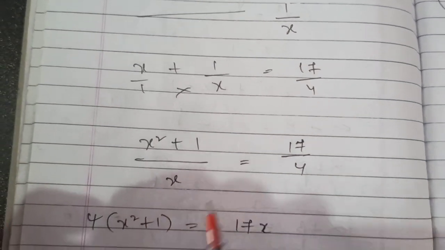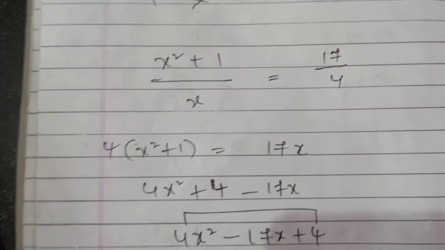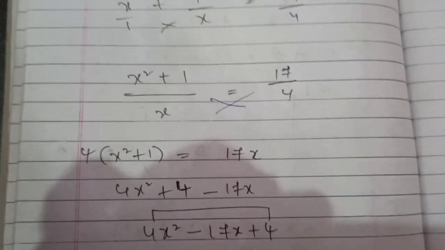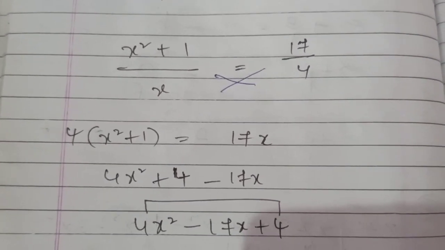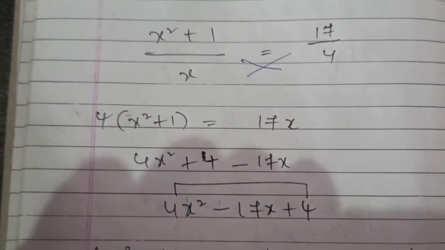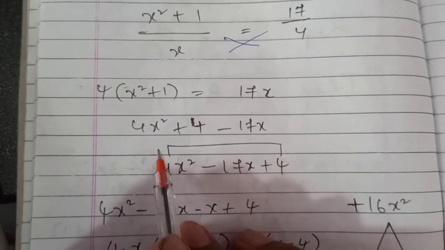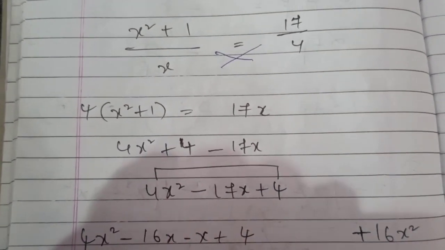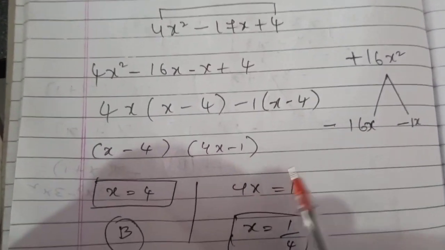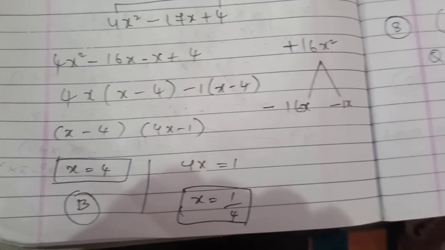So now cross multiply: x into x square, 1 ones are 1, and x ones are x, equals 17 by 4. Again we cross multiply. After cross multiplying, you get 4 into x square plus 1, and x into 17, 17x. 4 into x square is 4x square, 4 ones are 4. Plus comes to minus. Now factorization, same process. After doing factorization and solving this, you will get the answer 4. This is option B.